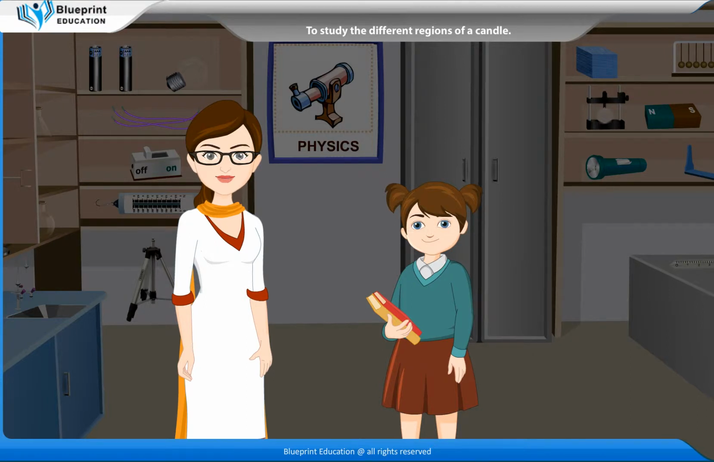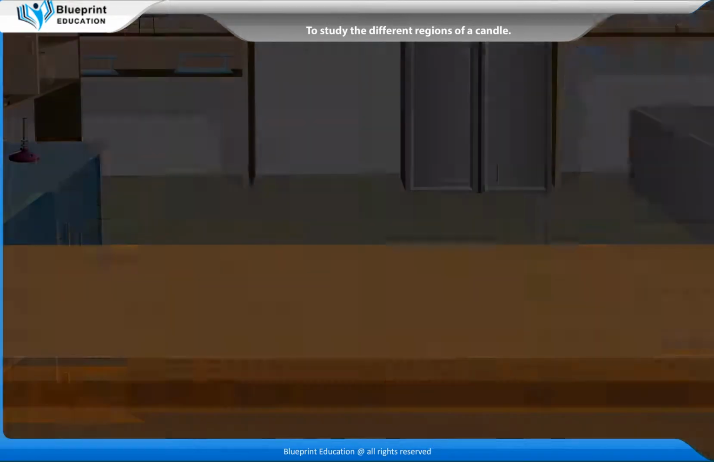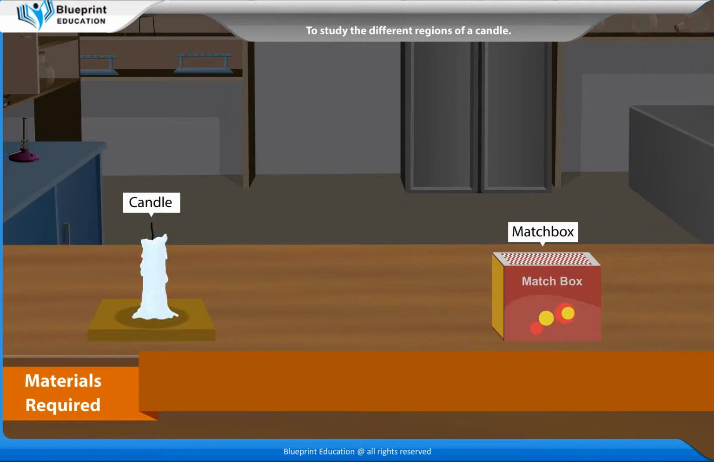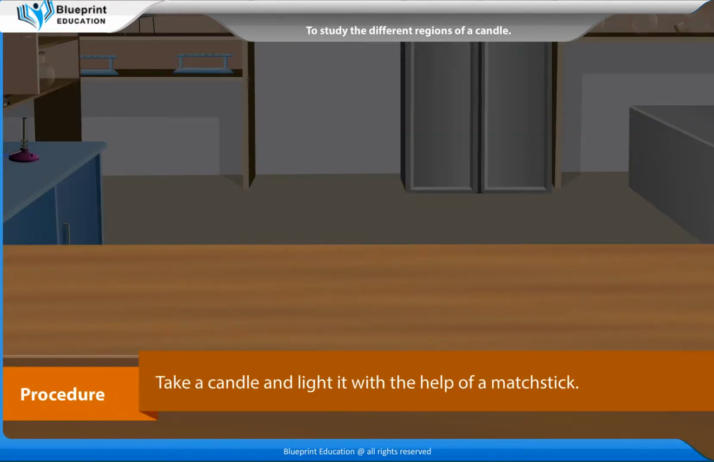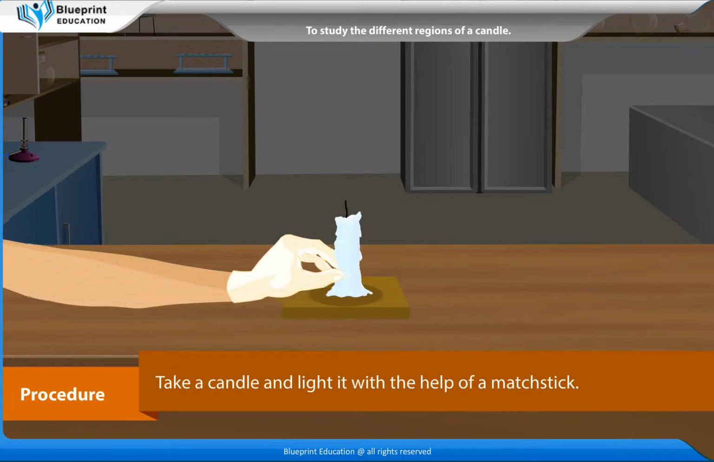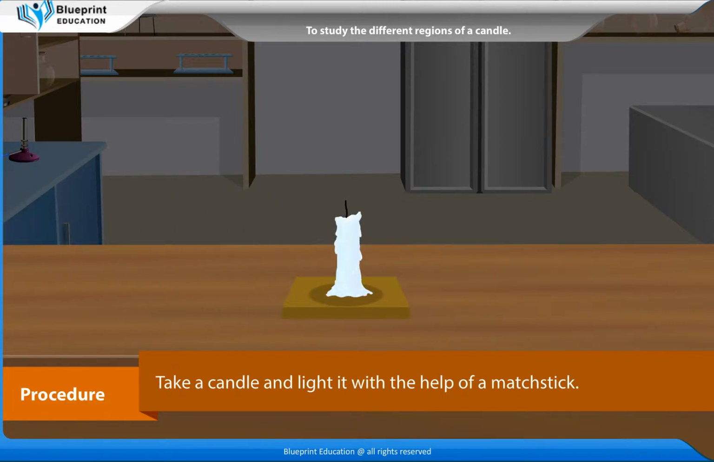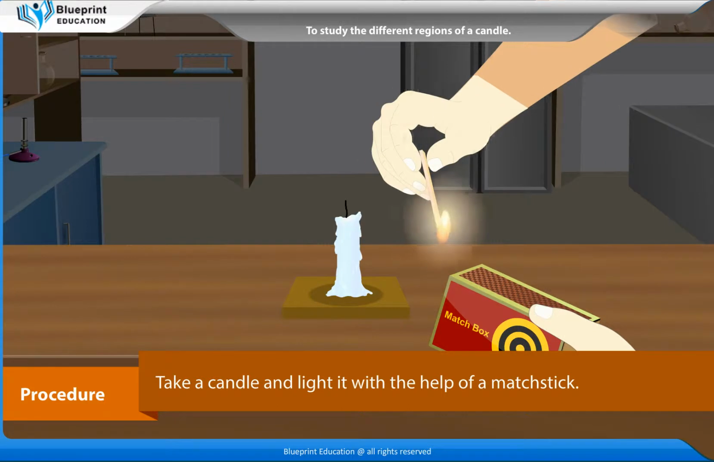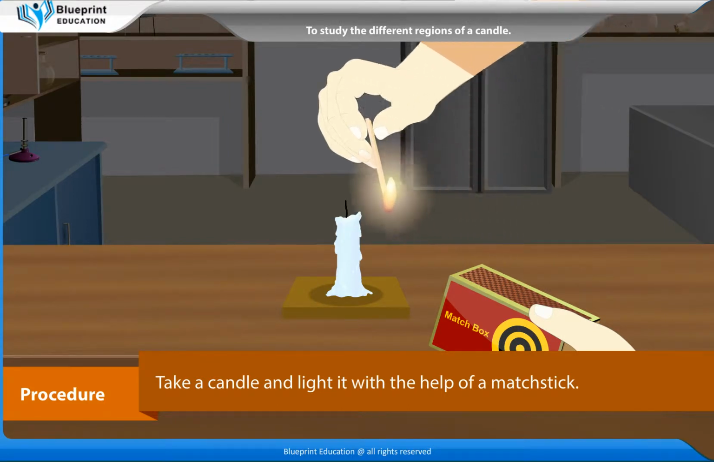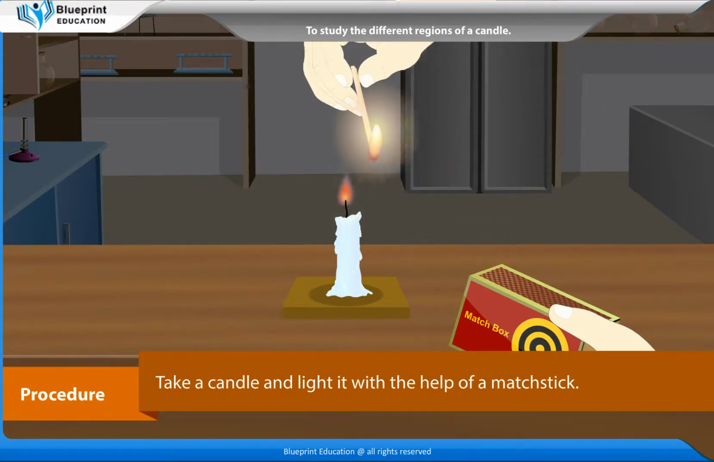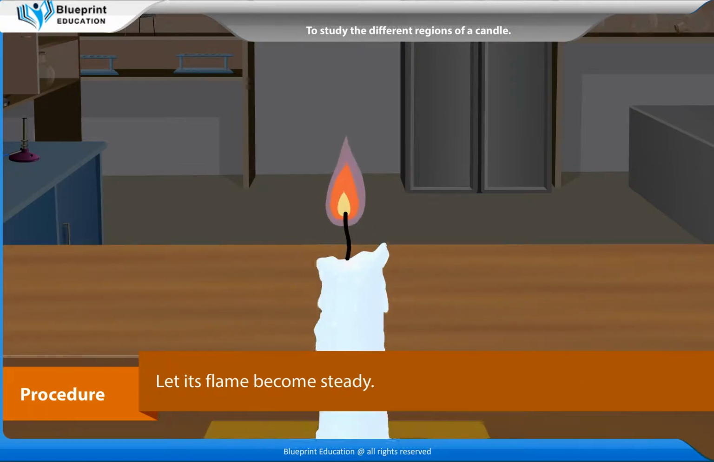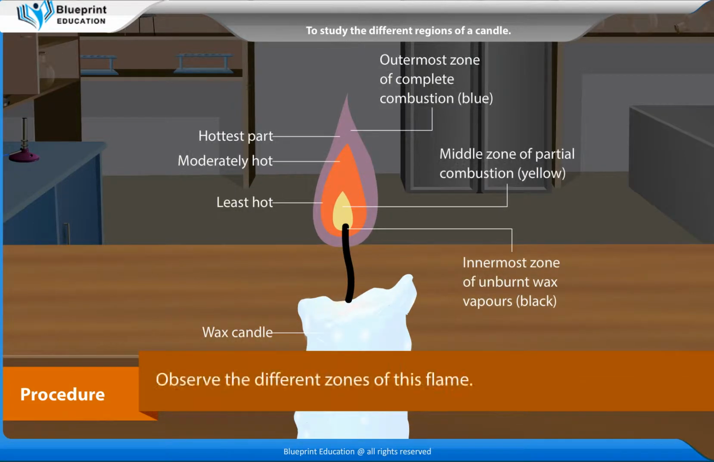Let's perform an experiment to study the different regions of a candle. The materials required are a candle and a matchbox. Procedure: take a candle and light it with the help of a matchstick. Let its flame become steady. Observe the different zones of this flame.